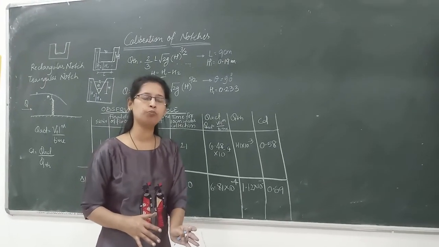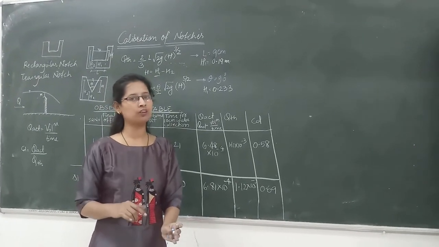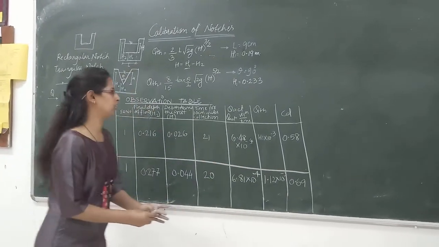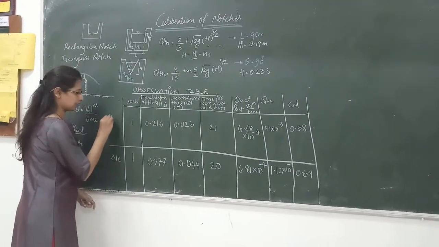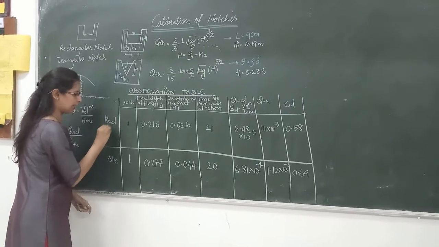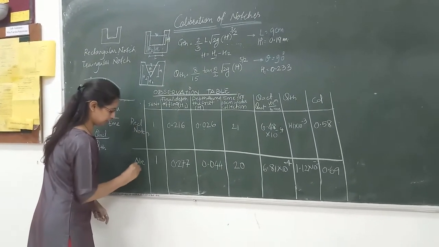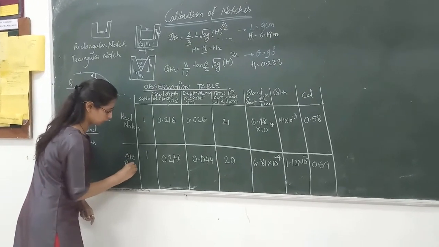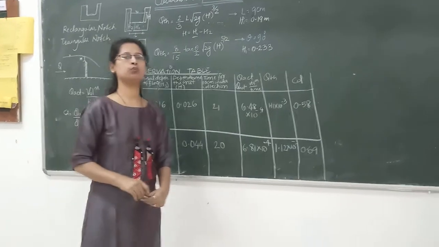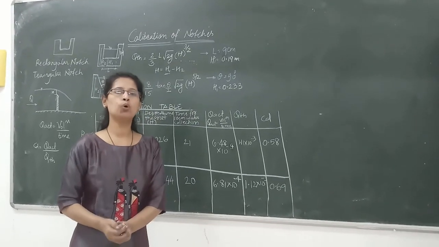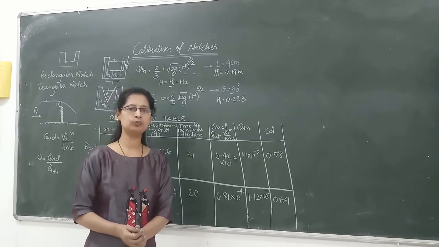Similarly, the experiment was performed for a rectangular notch, and these were the observed readings. The first reading we can see is for a rectangular notch, and this is for the triangular notch. These are the sample readings which were observed for the rectangular notch and triangular notch. Hope you have understood it. Thank you.